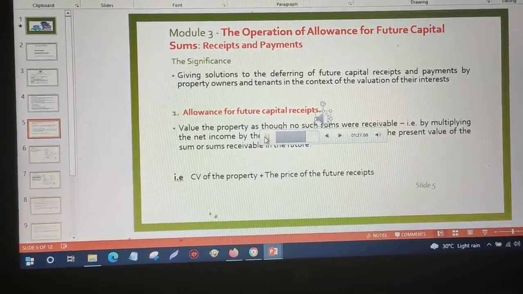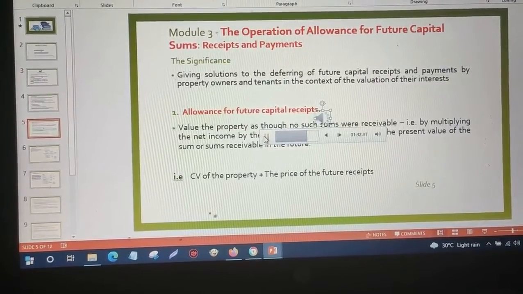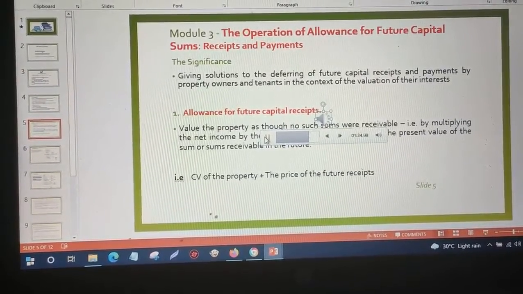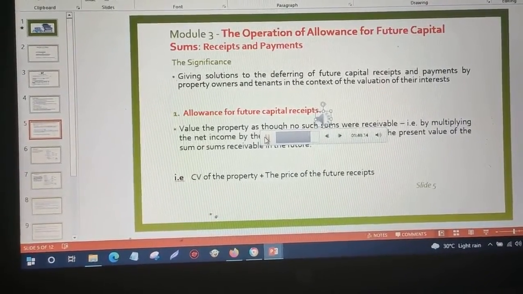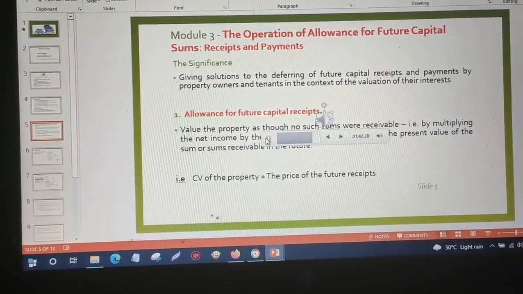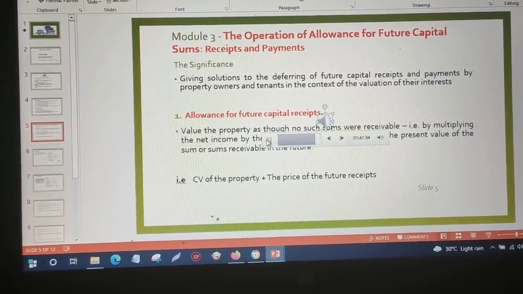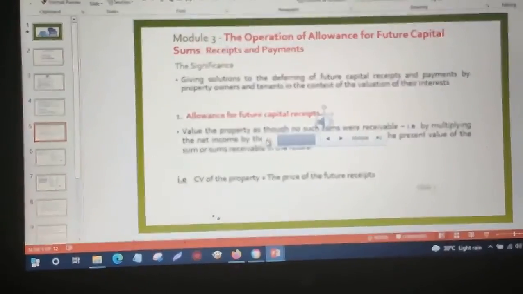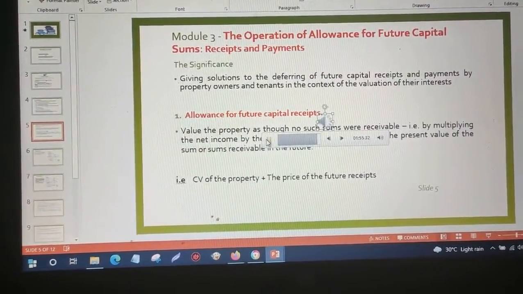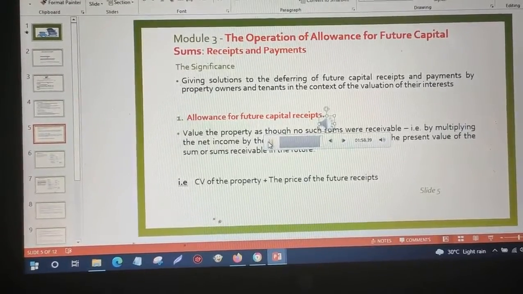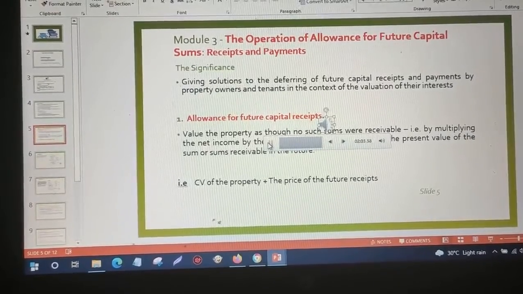I hope that you have learned that in the elementary classes. In considering the value of future capital receipt, the valuer must place himself in the position of the purchaser of the property. Actually, the essence of this is that you value the property as though no sums were receivable. Multiply the net income by the year's purchase, and you add the present value of the sums or sum receivable in the future. That is, capital value of the property plus the price of the future receipt.